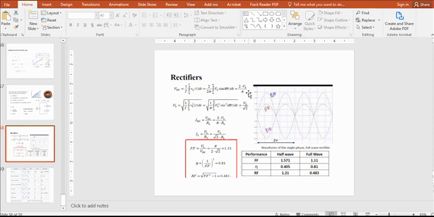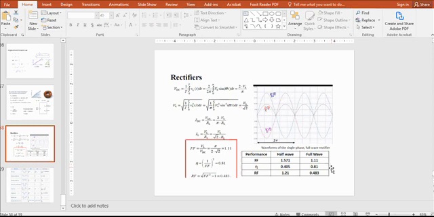Now for the full wave rectifier, the VDC formula we discussed earlier, that is 2Vp over pi, and VL, that is the RMS value, is Vs over the square root of 2. Now form factor is calculated here: VL over VDC, which is 1.11. Eta is calculated, which is 1 over FF squared, that is 0.81, and RF is the square root of FF squared minus 1.